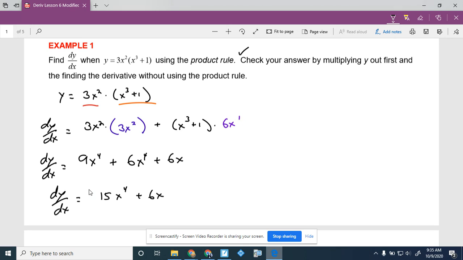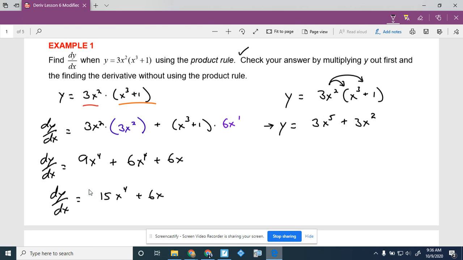Now, what's this all about? Well, let's check our answer by multiplying y out first. In other words, I could have given you this problem today before teaching you the product rule. And you would have said, all right, he never taught me how to take the derivative of products, but that's okay, because I can simplify y first, which is always a huge skill when taking derivatives. Sometimes it would behoove us to rewrite y, right? So I can do that because I can distribute the 3x squared here. If I do that, I'm going to get 3x to the 5th plus 3x squared. So all I did was simplify y.